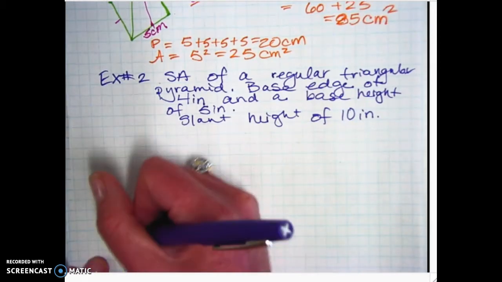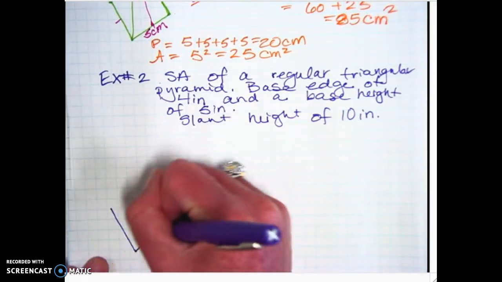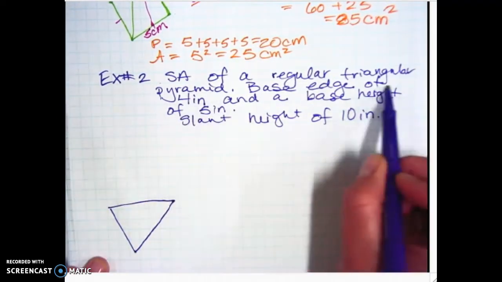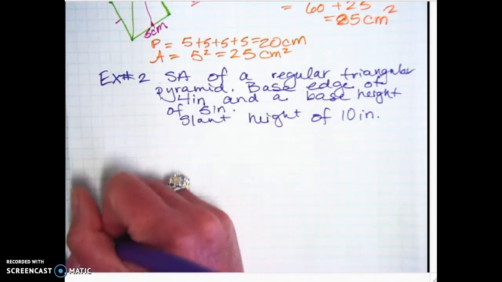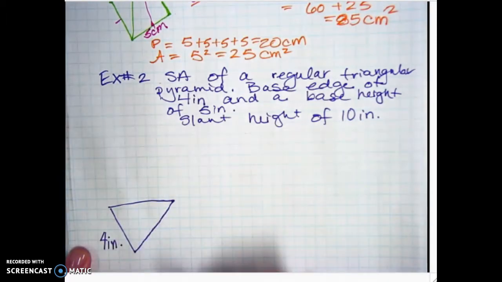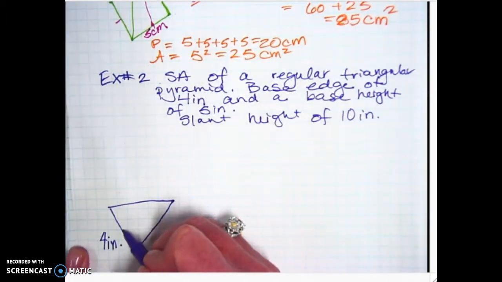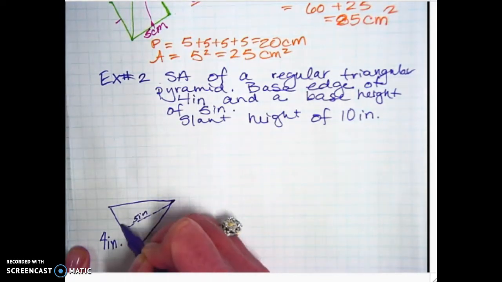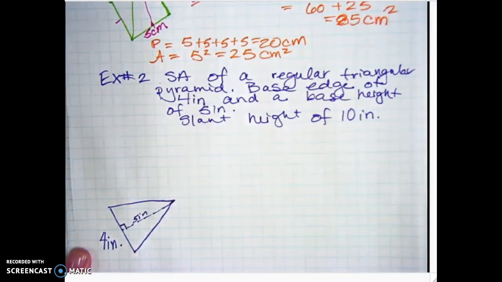Okay, so let's start by drawing a triangle for the base. We know that it has a base edge of 4 inches, so we'll go 4 inches over here, and it has a height of 5 inches. So we need that height to get the area of that triangle. We also know that that triangle is regular, meaning all 3 sides are what?